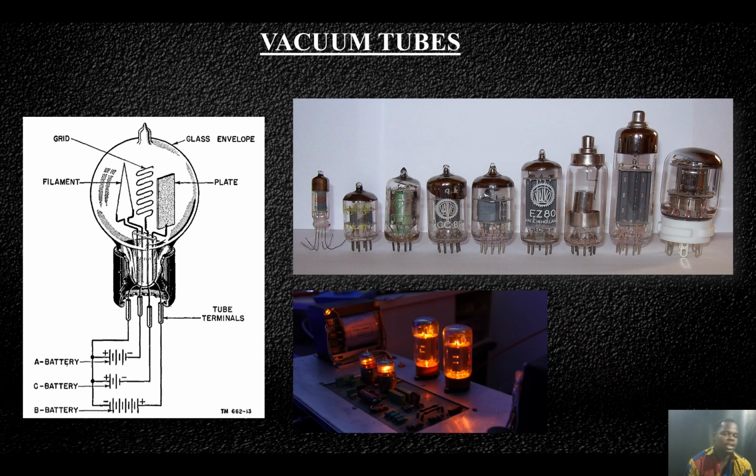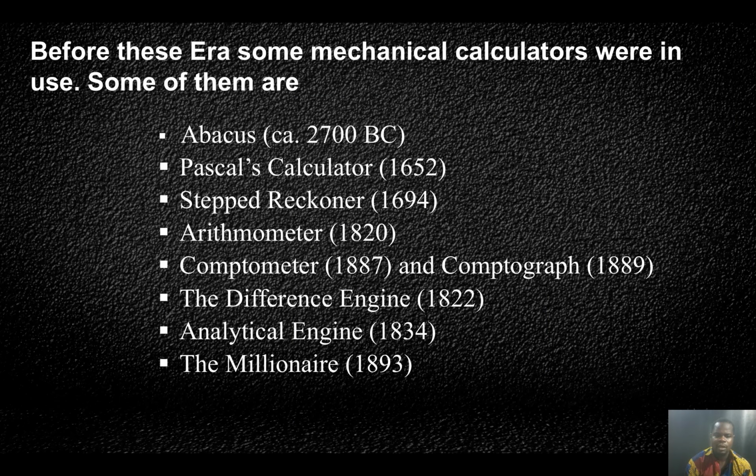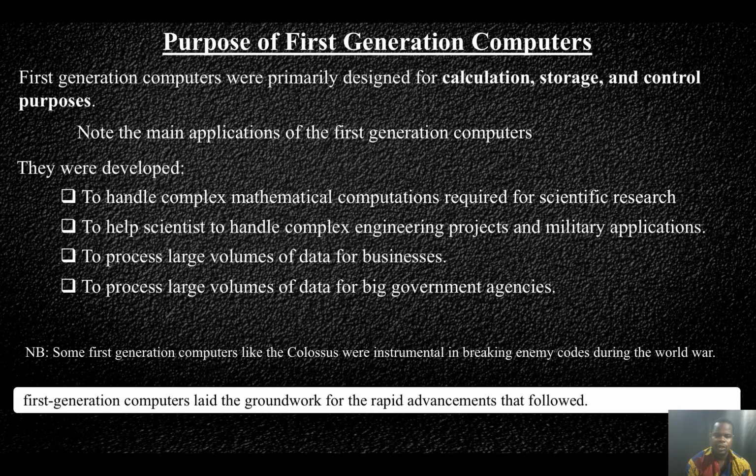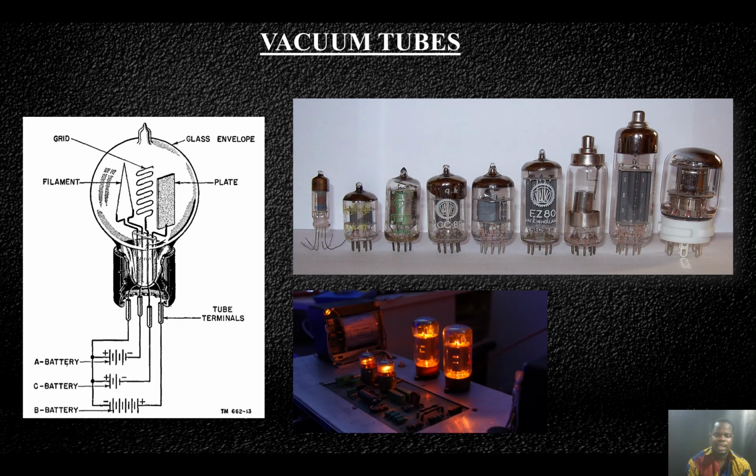What were the things that were used in the first generation computers? They were so large. So let's go back and look at our diagram again. It's so large that sometimes you'll be asking yourself, what did they use in making all these things? So that is what we are seeing here. The vacuum tubes. They were the ones that were used to create these first generation computers. And we could see how large they are.